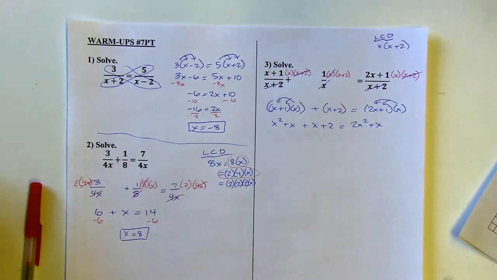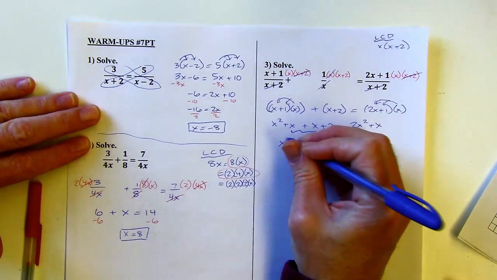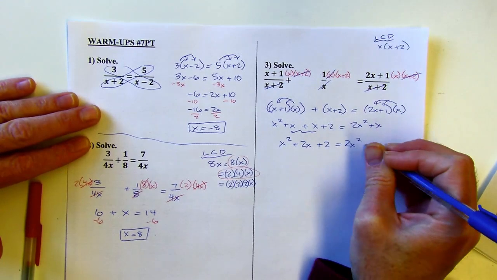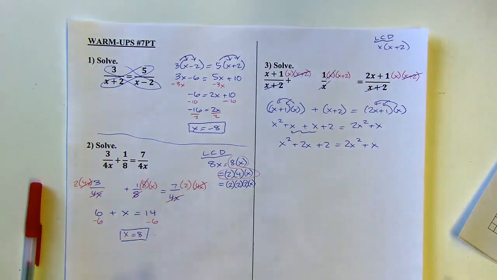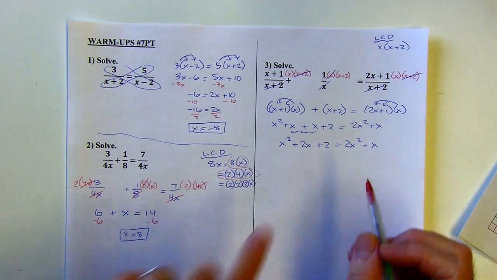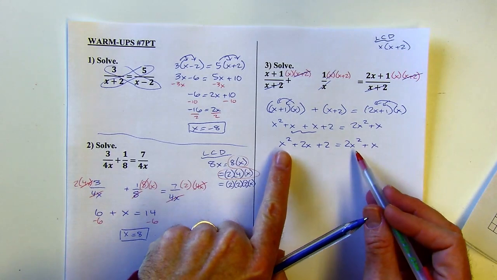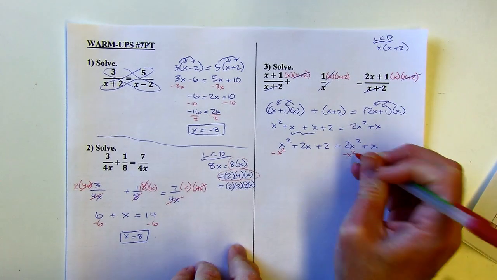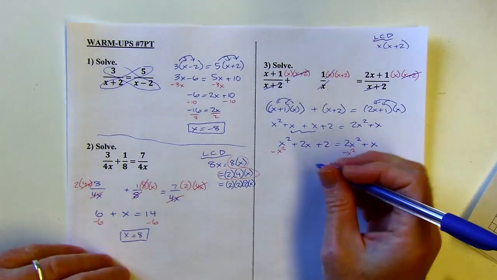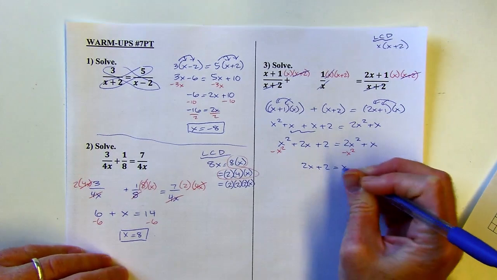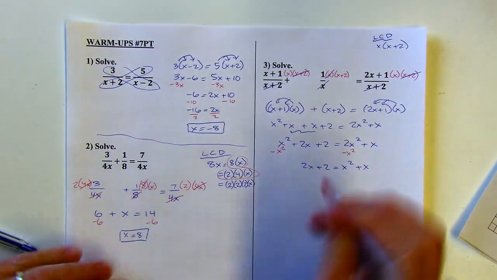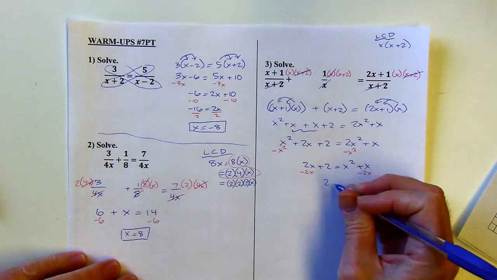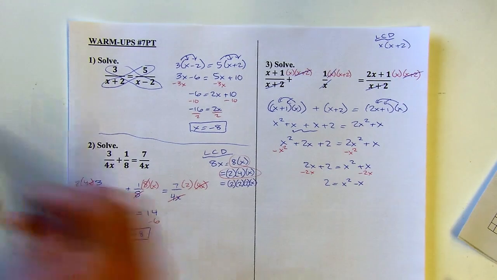Okay, now let's see, this is going to be 2x squared plus 2. Okay, I'm going to actually pull everything to the right side of the equation just because I'd rather keep the x squared terms positive. So I could subtract either one of these from both sides, but I'd rather do this. So now I've got 2x plus 2 equals x squared plus x. Okay, I'll subtract 2x from both sides. And then subtract 2.